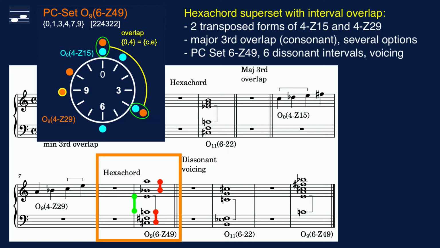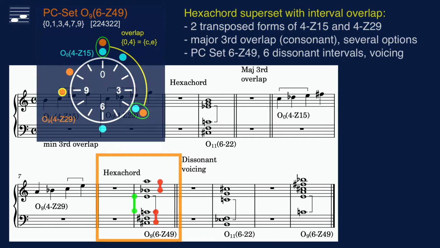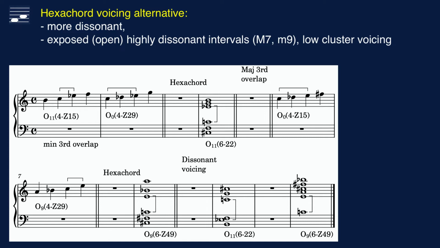We decide on the hexachord voicing shown here. Be aware that the voicing will affect the overall chord tension level. As an illustration, here are alternative hexachord voicings with increased dissonant character, obtained through partial cluster voicing and exposed highly dissonant intervals, such as the major 7th and the minor 9th. Listen first to the Pitch-Class Set 6Z22 alternative voicing. And here is the dissonant setting of 6Z49.